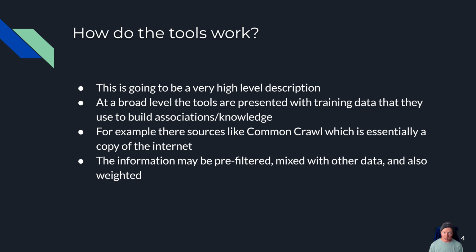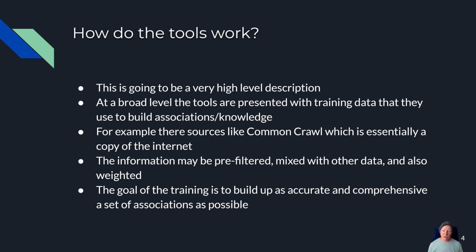So not all information gets treated with the same level of authority, essentially. You could have one data set that gives a very broad base, but it's not super authoritative. And then you have another data set that is really narrow in scale and scope, and it actually is treated as more authoritative, but it has a smaller domain of knowledge. So that information is then all combined, with the goal being to build up as accurate and as comprehensive a set of associations as possible.